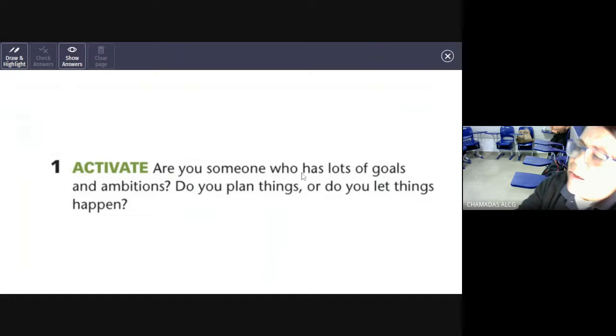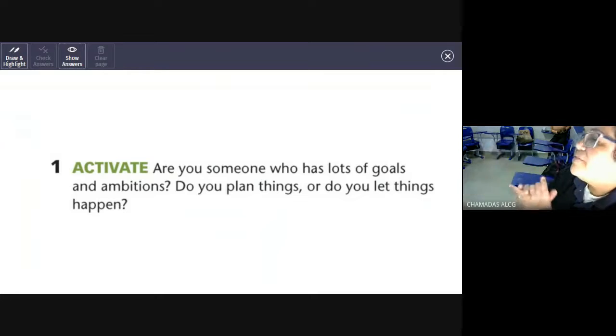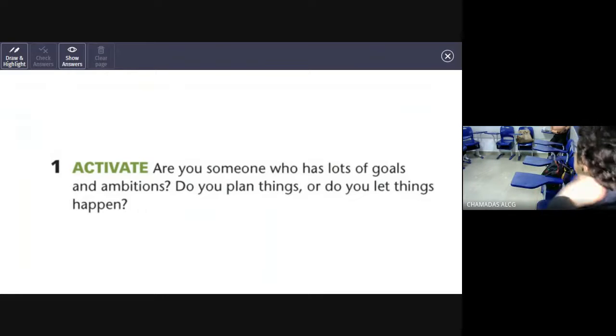Are you someone who has lots of goals and ambitions? Are you? Not lots of, just some. Yeah, same here too. I just have some goals and some ambitions.